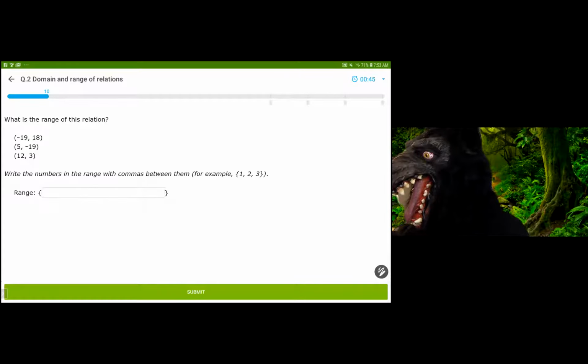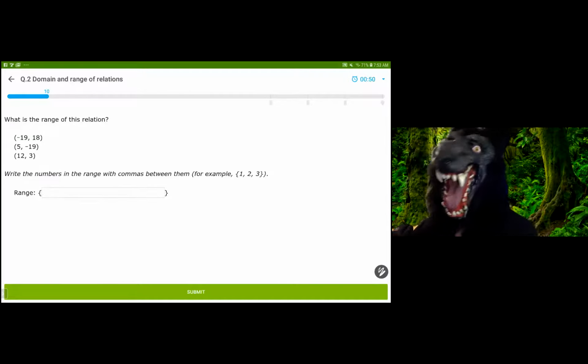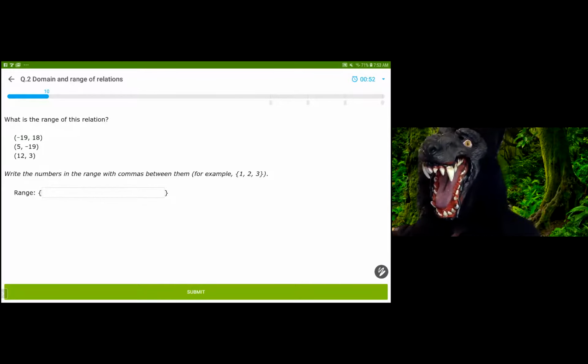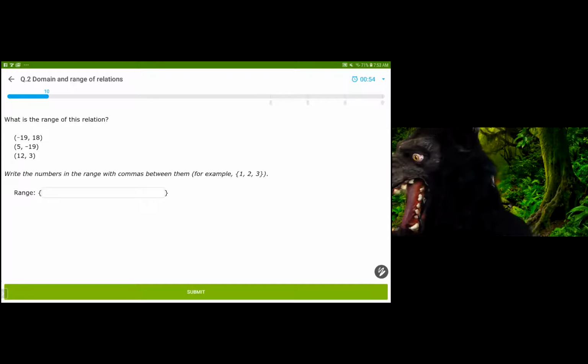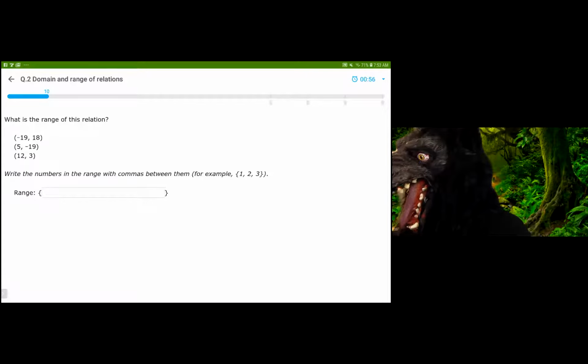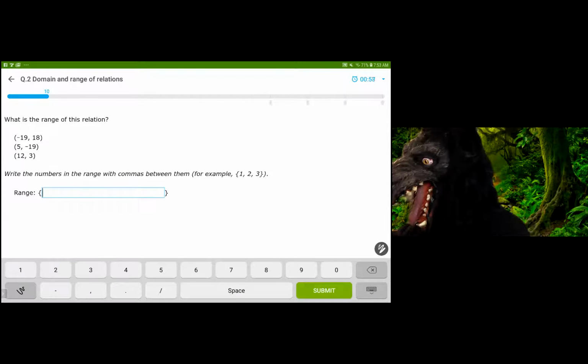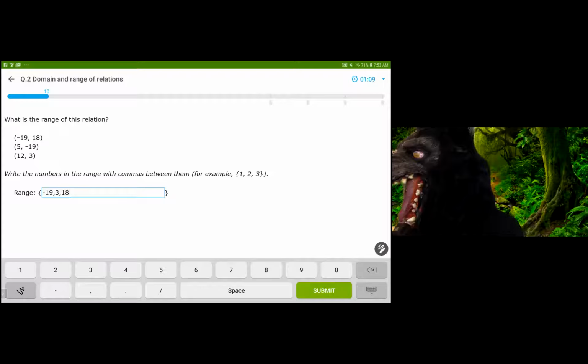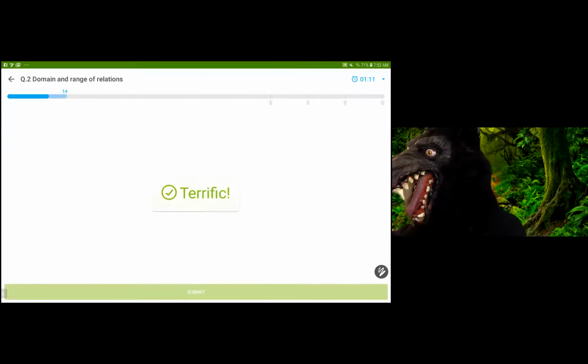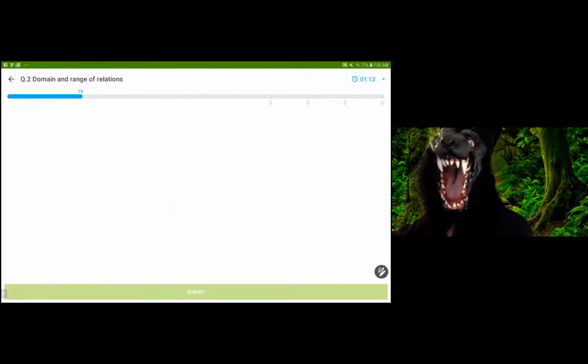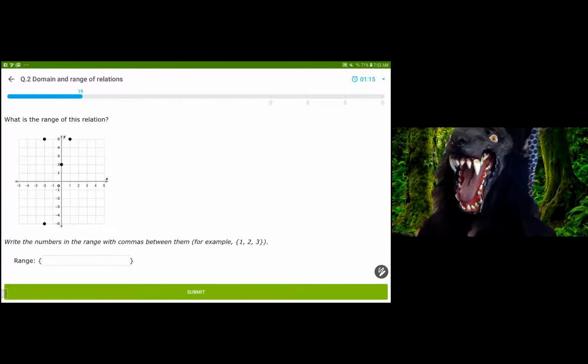What is the range of this relation? So it's going to be the -19, the 3, and the 18. The range is the set of all the y values. So we're looking at the -19. This is kind of challenging. The 3 and the 18. Let's see if they're right. Looks good. Hopefully this one won't be too long.